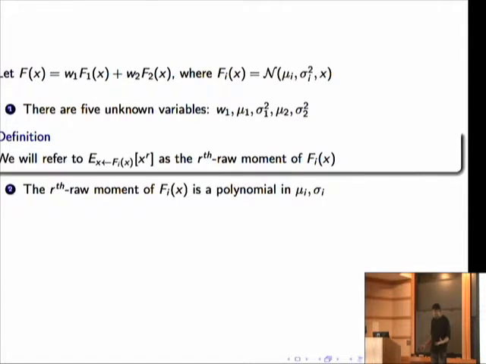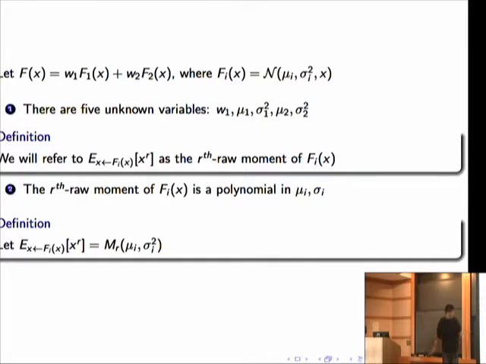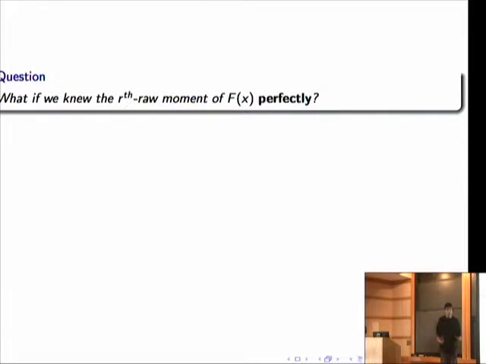So Pearson's first observation was that the rth raw moment of a Gaussian f sub i of x is a polynomial in its unknown parameters. It's a polynomial in its mean and its standard deviation. In fact, it's a degree r polynomial, and for those of you who know what Hermite polynomials are, it's essentially a Hermite polynomial. And this will be an important polynomial for our purposes, so I'll give it a special name. I'll call it m sub r of mu i, sigma i squared. But now, as I mentioned, Pearson's approach was through the method of moments.